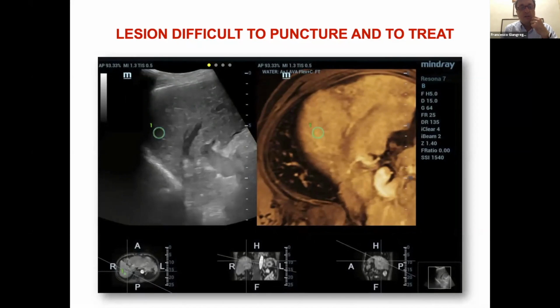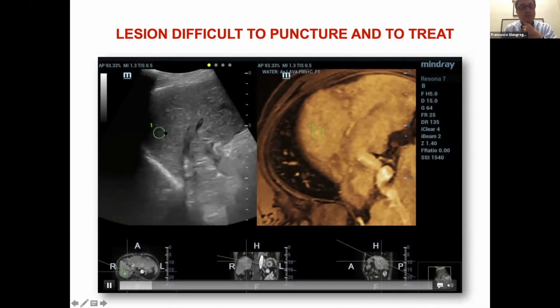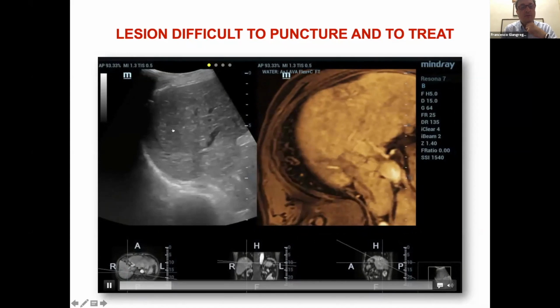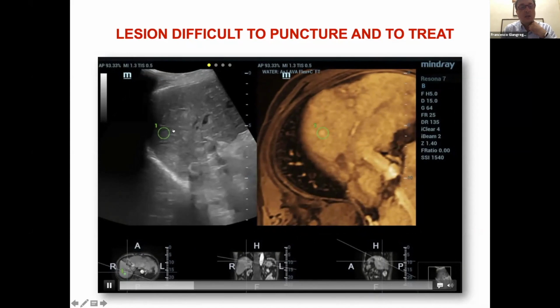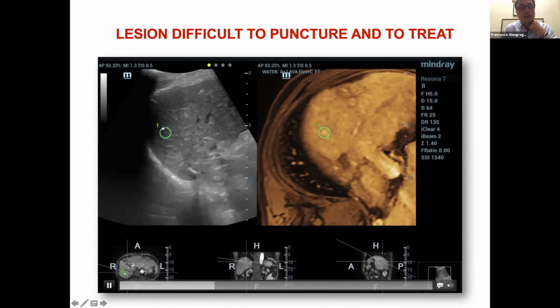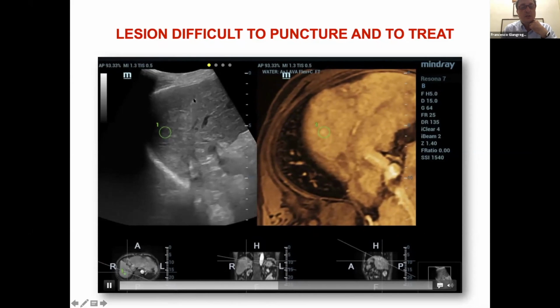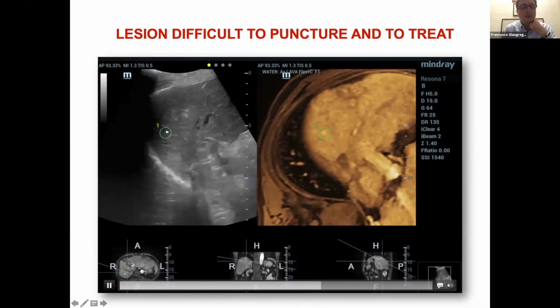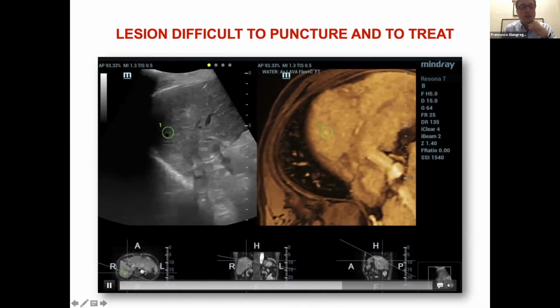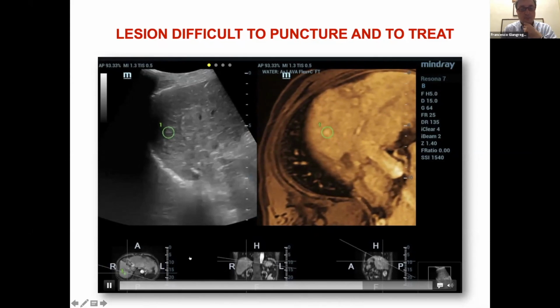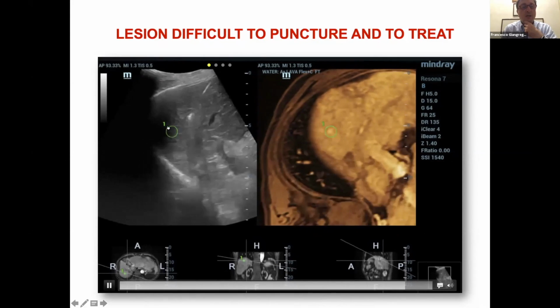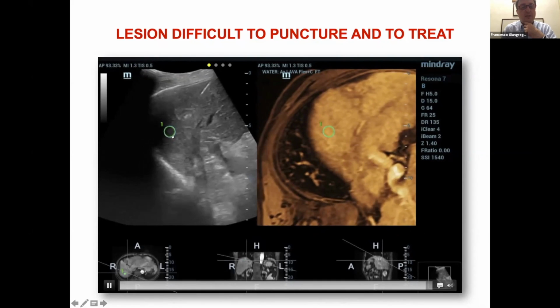In fact, this is the case that we have seen before. Here you can see the nodule only in a small portion, and here you can see the needle that is guided inside the nodule by these two rings. This is very easy with this guidance system.